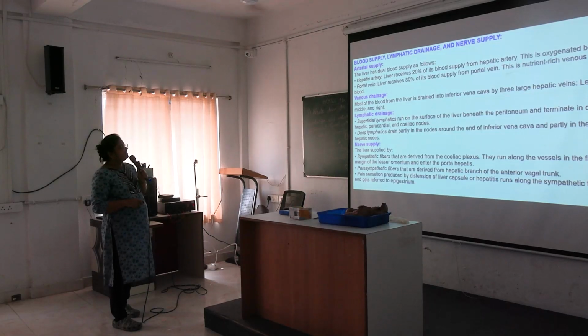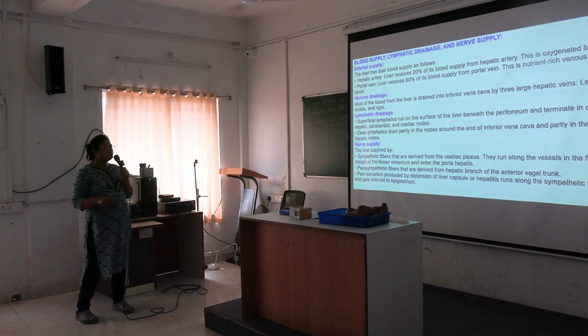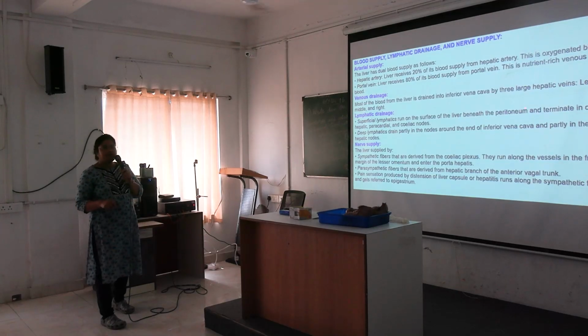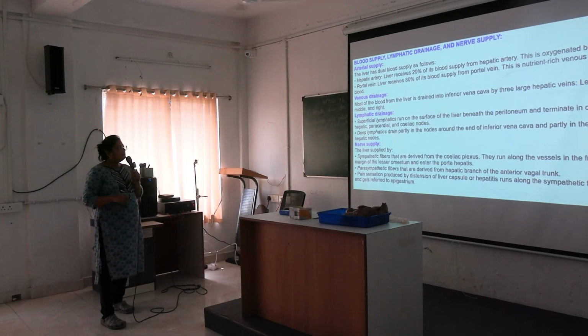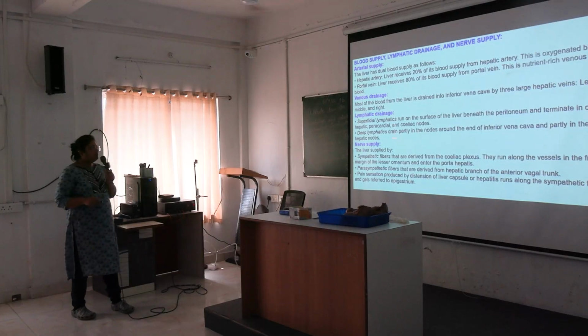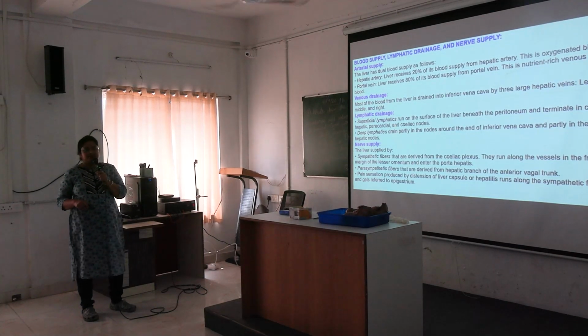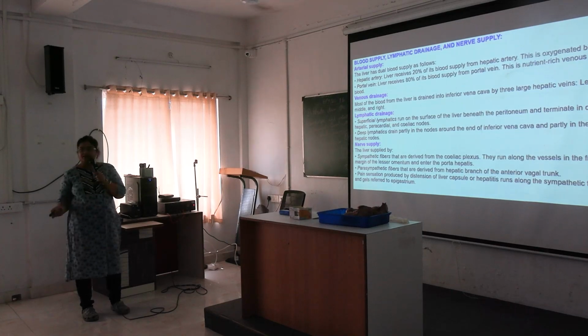Next is the lymphatic drainage. There are superficial lymphatics, deep lymphatics. Superficial lymphatics run on the surface of the liver beneath the peritoneum and terminate in caval, hepatic, paracardial and celiac nodes. And deep lymphatics drain partly in the nodes around the end of IVC and partly in the hepatic nodes.